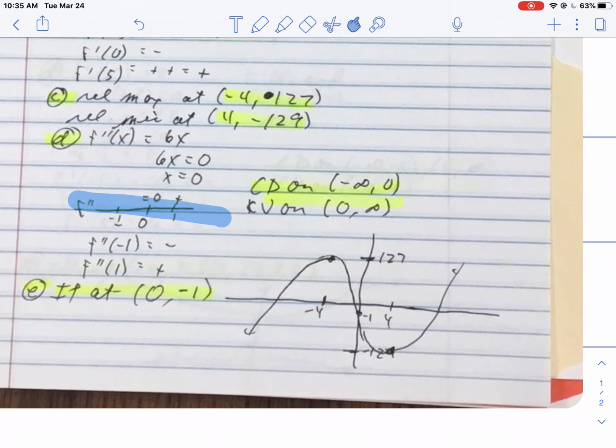So since we're concave down on the left of 0, we're concave up on the right of 0, then we have an inflection point at x equals 0. And if you plug 0 into your function, so again, the point on the graph is the value plugged into the original function, f of 0 will give you -1. And then the graph that I have there gives you a possible sketch of the graph of that function, or generally what the graph of that function would look like.